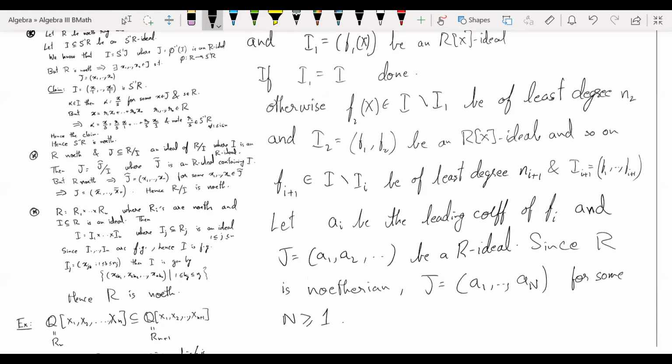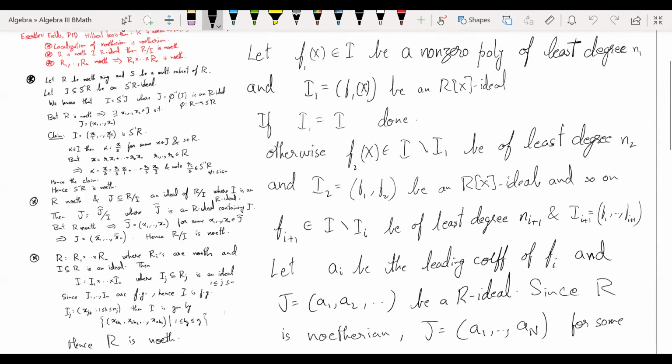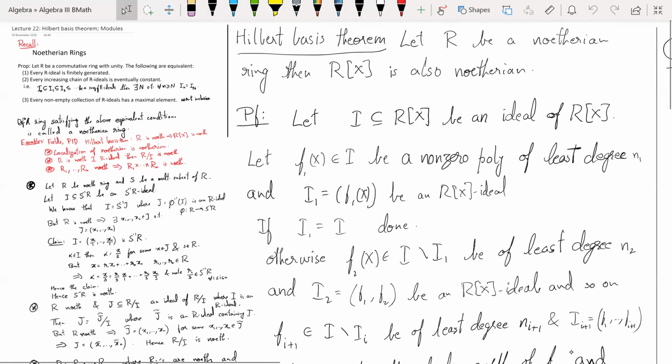So once we have that J is generated by a1 to aN, then the claim is that I will be generated by f1 to fN. So we'll show that you don't get f(N+1). And then that will prove that I is finitely generated, and hence this ring R[x] is Noetherian. Okay, so let's see that claim.